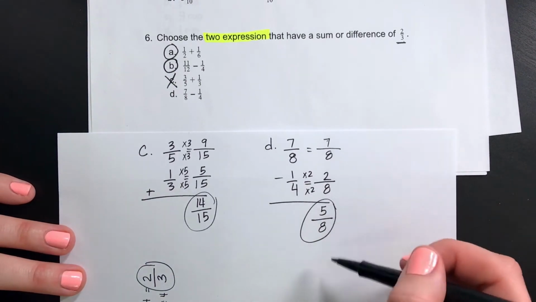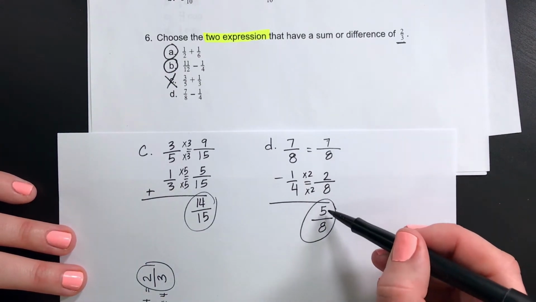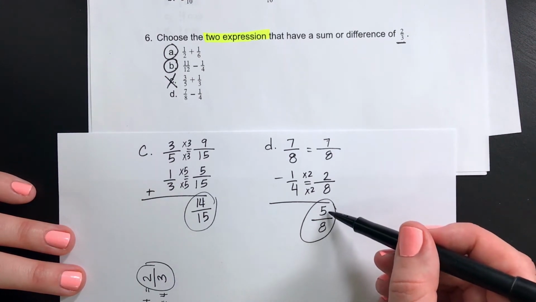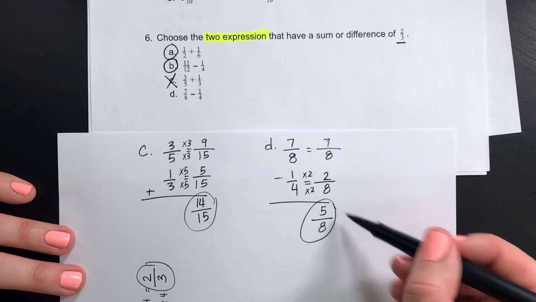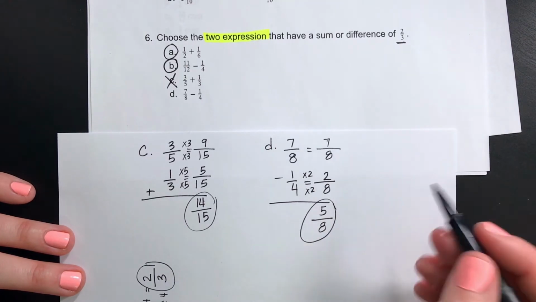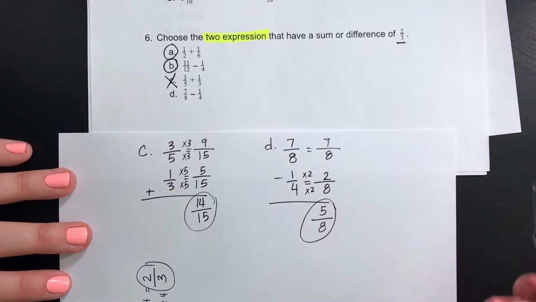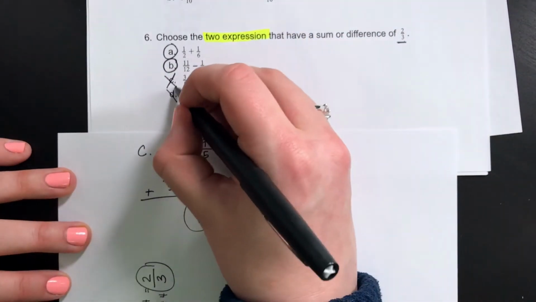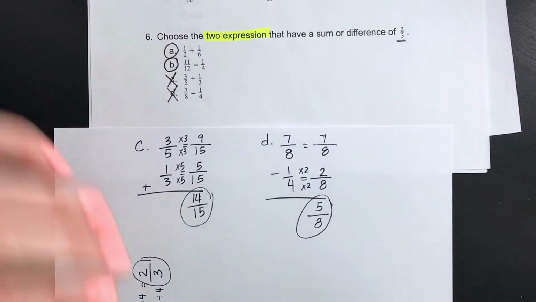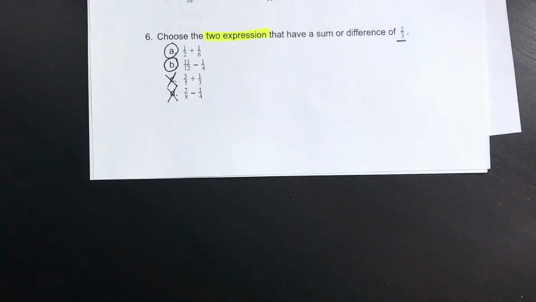Again, this cannot be simplified because 5 is a prime number, so the only numbers that can go into it are 1 or 5. And if we divide both sides by 1, we end up with the same fraction. So there's nothing that we can divide both sides by in order to simplify, which means that D does not work. So now we know for sure that A and B are the answers for number 6.